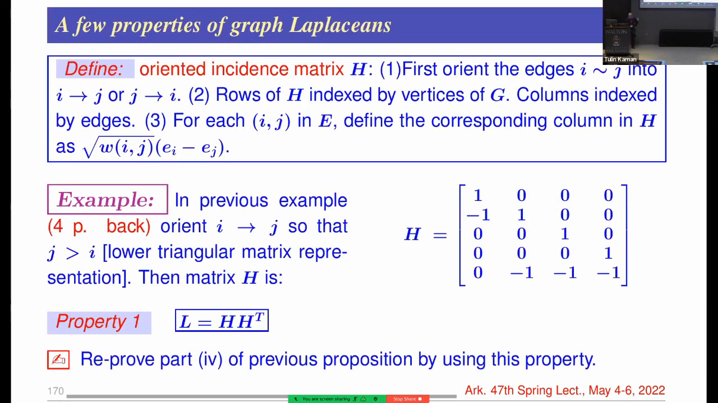Here's the property that's associated with this. It turns out that the graph Laplacian is equal to H times H transpose. This is not useless. It's actually important for proving some results. For example, you can immediately see from here that the matrix has to be symmetric semi-positive definite. You cannot say that H is nonsingular or full rank, but you can see immediately that it's semi-positive definite, at least.